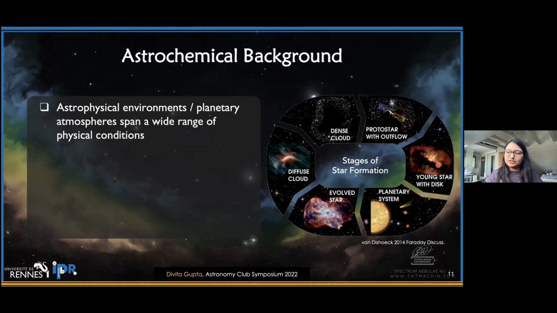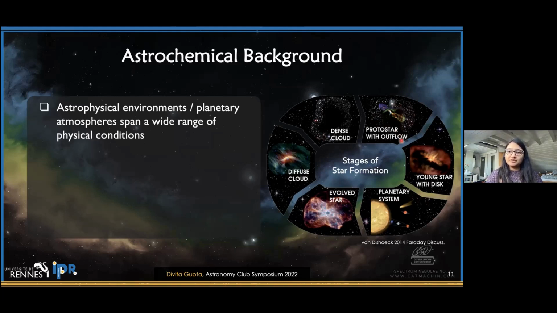So what's happening in these regions is your molecules start to come together, but your dust is also starting to come together. And these dust particles will start forming planetary systems as well. And as you know, this then destroys and you'll have an evolved star.